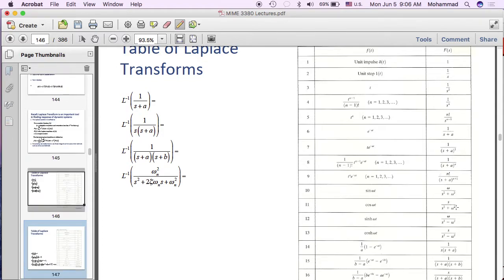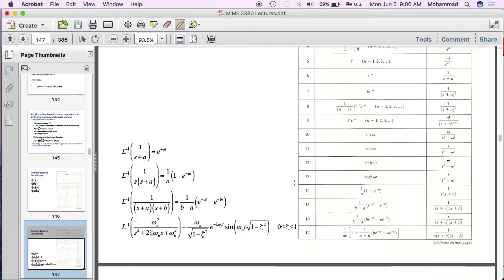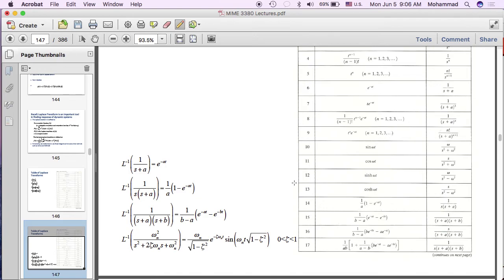So basically, these are the inverse Laplace of these four functions. And they happen to be in the table, so it's fairly easy to find the inverse Laplace. If they're not, then you find more extensive tables, or you use a tool like MATLAB to find inverse Laplace.